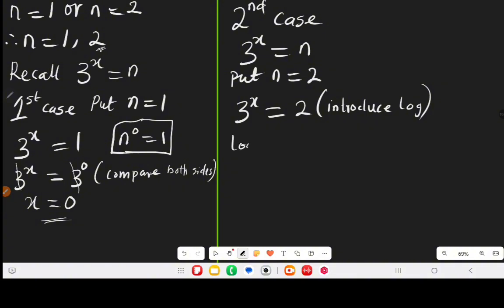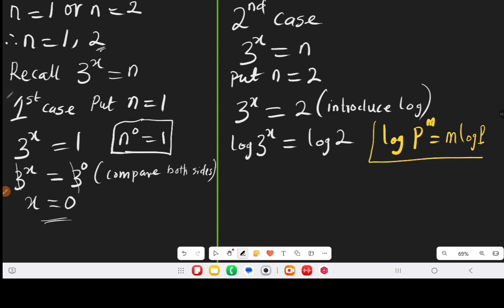Now, log of 3 raised to the power of x is equal to log of 2. In the law of logarithm, whenever we have log of p raised to the power of m, it is the same thing as m log p. The power we times the log. So we are going to apply it to the left hand side. The left hand side becomes x log 3 equals log 2.